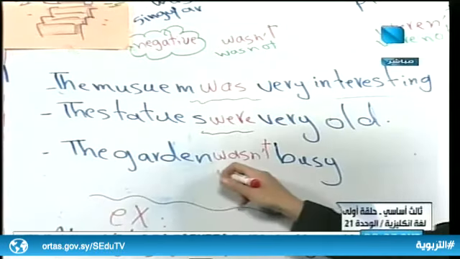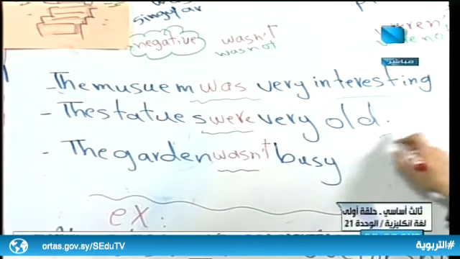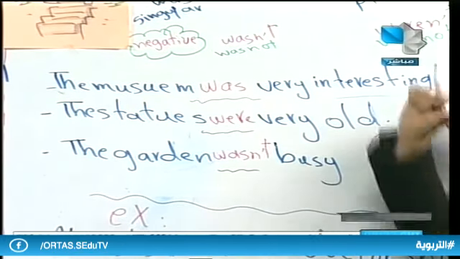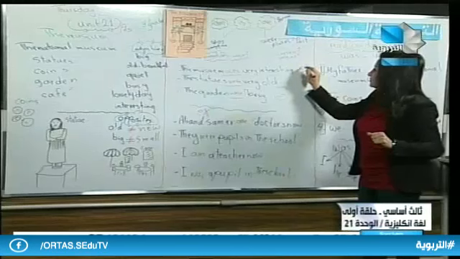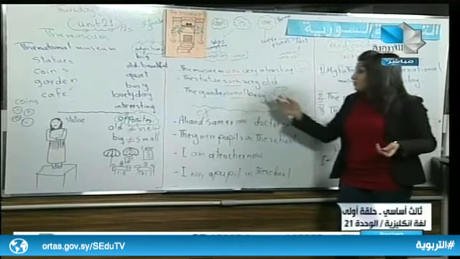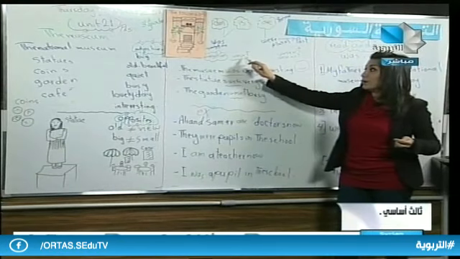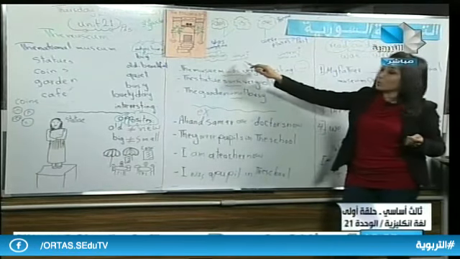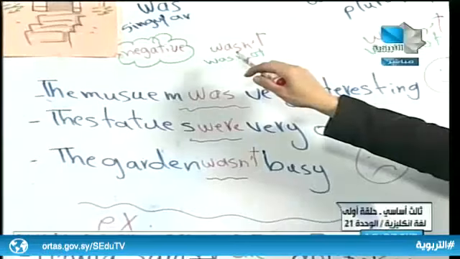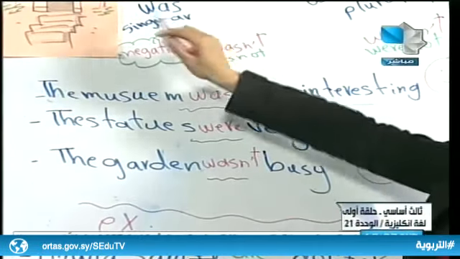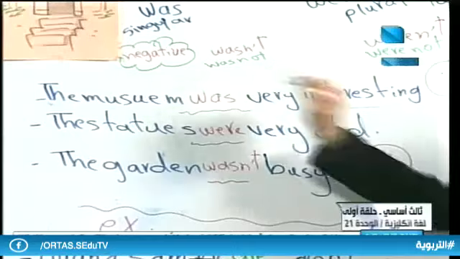The garden wasn't. Okay, wasn't. Look at this. Wasn't. Here, was. The garden wasn't busy. Wasn't busy. This is the negative form. I can say was and I can say wasn't. Okay? I was, in the affirmative. I wasn't, in the negative.